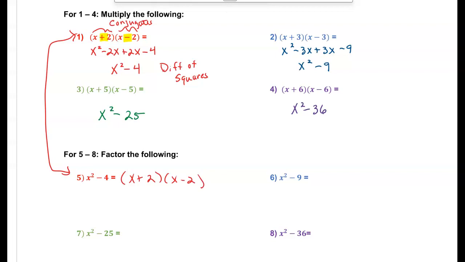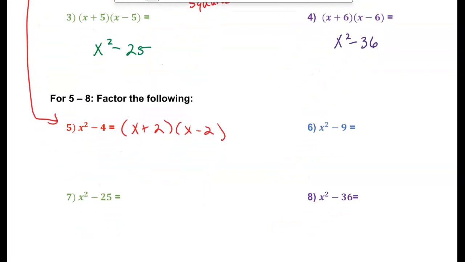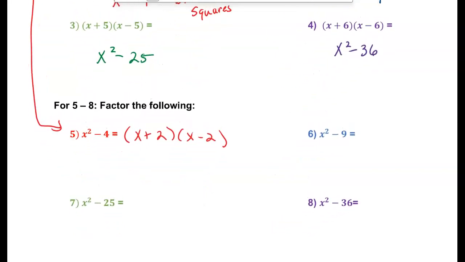So remember, factoring is going backwards. You're asking, what things am I multiplying together to get this algebraic expression, and then you use your difference of squares. So x plus 2 and x minus 2. With your partner, how about finishing the other 3 for me real quick?